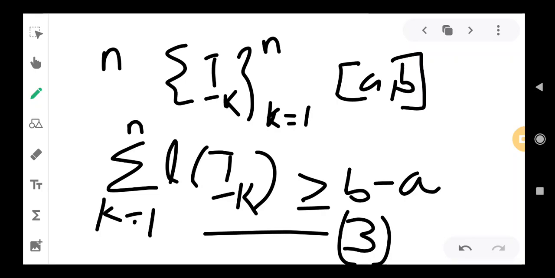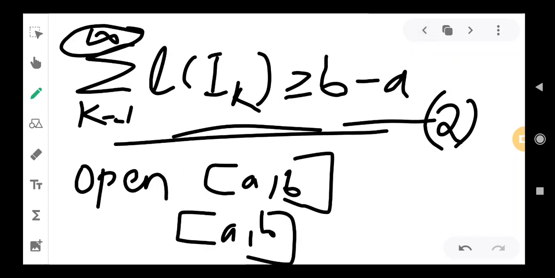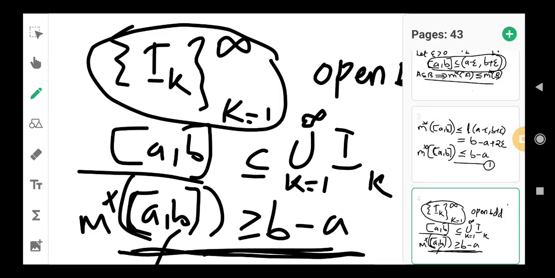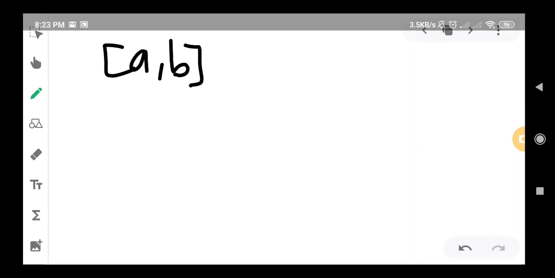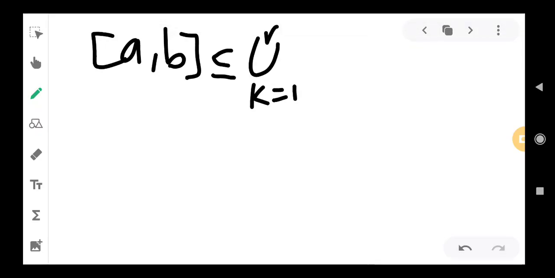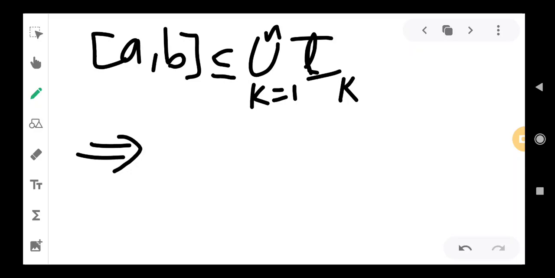If this inequality holds, then equation 2 will hold, which will imply that m star of the closed interval [a, b] is greater than or equal to b minus a. For that, we will show that this happens. So we have the closed interval [a, b] is a subset of the union, k equal to 1 to n, of I_k. This we have. So the closed interval [a, b] is contained in this union.